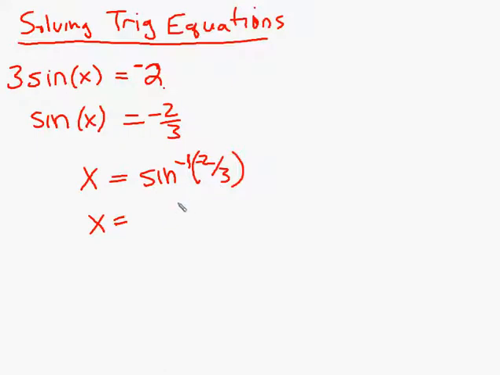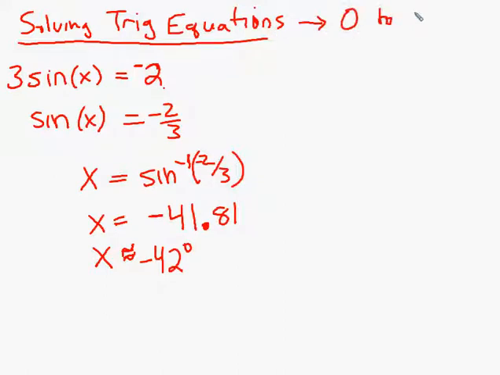This is going to get us a reference angle. My calculator spits out -41.81. For our notes, I'm just going to round to the nearest whole degree, so x is about -42 degrees. Now, when we're doing this, we're generally finding the answers 0 to 360. Those are the answers we want. We see that when we get the -42, that's neither of them.